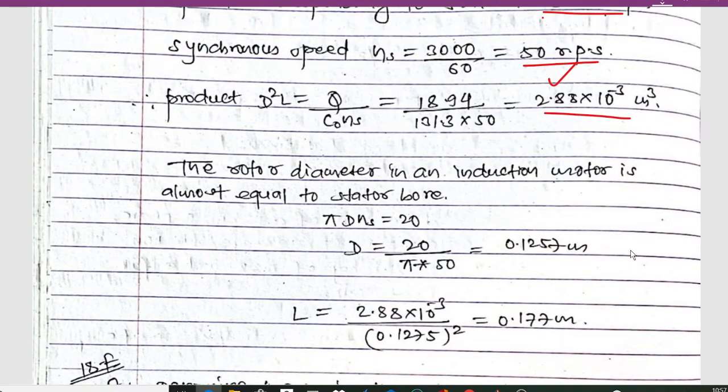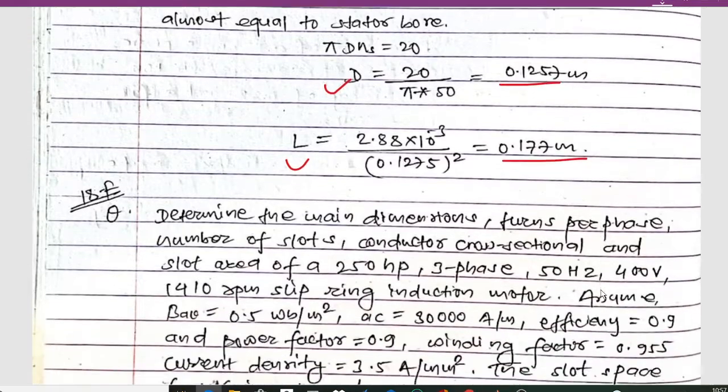Now the rotor diameter in an induction motor is almost equal to the stator bore. For that we have pi D ns equal to 20. From here we get the value of D as 20 upon pi into ns, which is 50, so 0.1257 meters. Now the value of D square L is 2.88 into 10 power minus 3, and we use this relation to calculate the value of L. So the value of L will be 0.177 meters. Finally we have obtained the values of D and L, so this is our required answer.